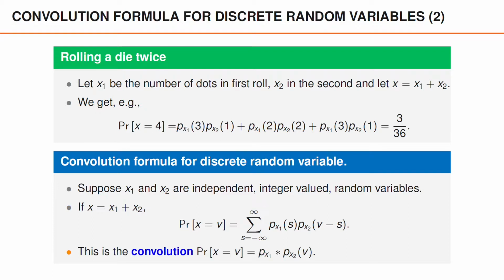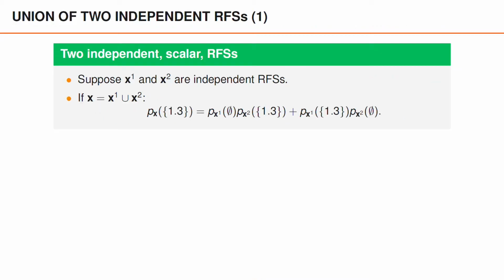Now, if you remember the definition of a discrete convolution, you can see that this summation is the convolution of px1 and px2, evaluated at v. The intuition that we had for discrete random variables can help us make sense of the corresponding relations for random finite sets.